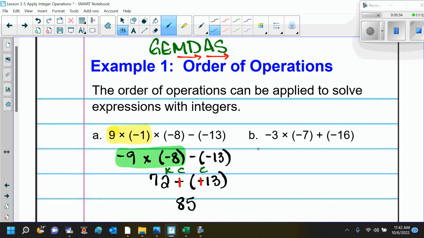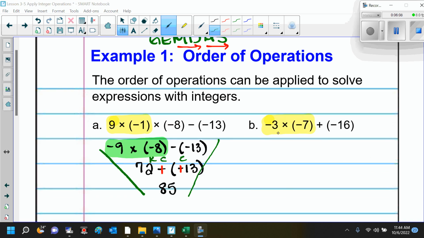All right. So how about you guys do this letter B with your table partners? And you guys, if you are showing your work correctly, there you have your inverted triangle. So we're going to do the negative 3 times negative 7 first. And yes, we're going to get positive 21. Then we have plus a negative 16.